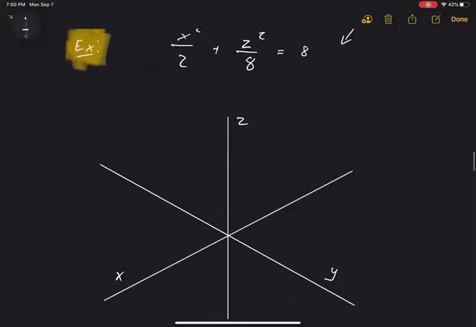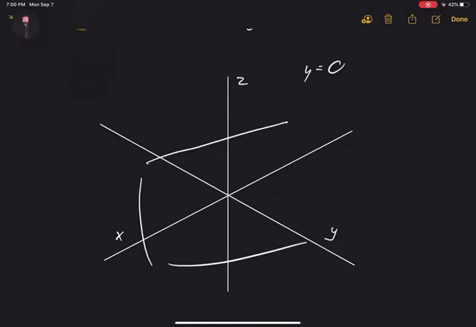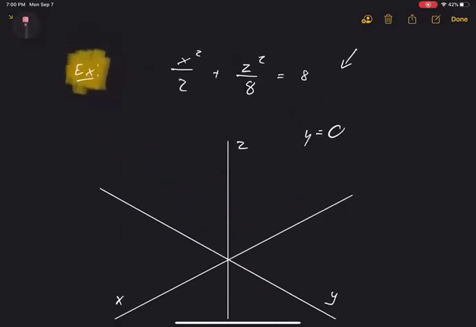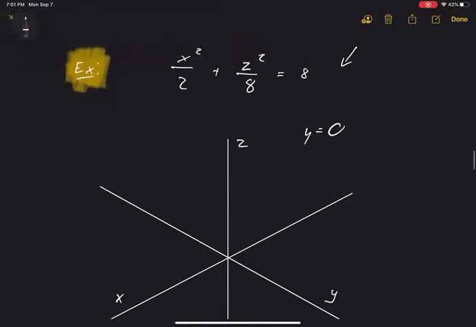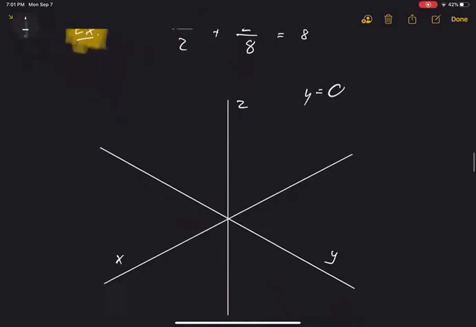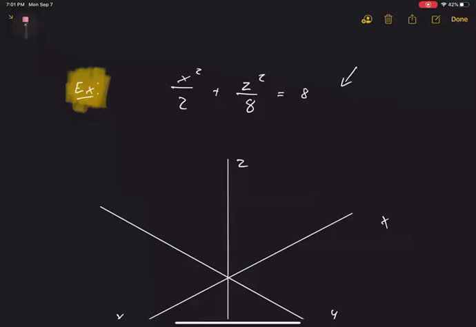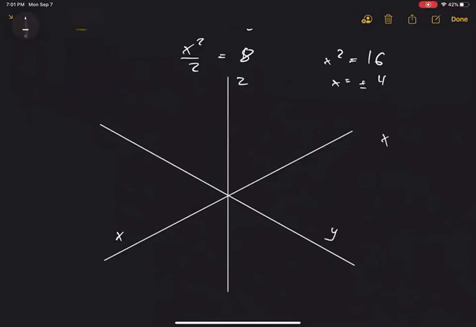Okay, so let's start by taking the trace through y equals 0. That's this plane here, the xz plane going through y equals 0. What would my curve in that plane look like? I'd have x squared over 2 plus z squared over 8 equals 8. Well, what if z was 0? Then my equation reduces to x squared over 2 equals 8. In other words, x squared equals 16, so x equals plus or minus 4. So when z is 0, I would have positive 4 and negative 4. Those are going to be the edges of my ellipse.